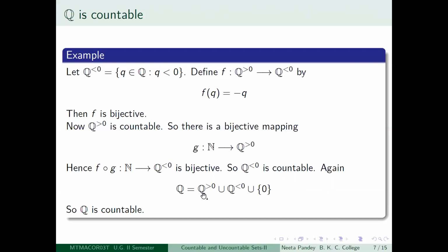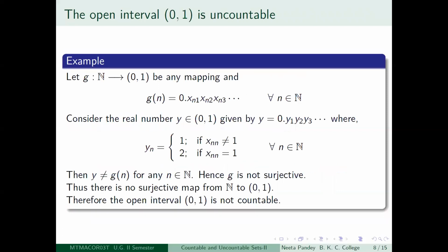So since there are only three, you have a countable union of countable sets. So therefore Q is countable. That is the result. So you have proved that the set of rational numbers is countable. Now we will give you the first example of an uncountable set.